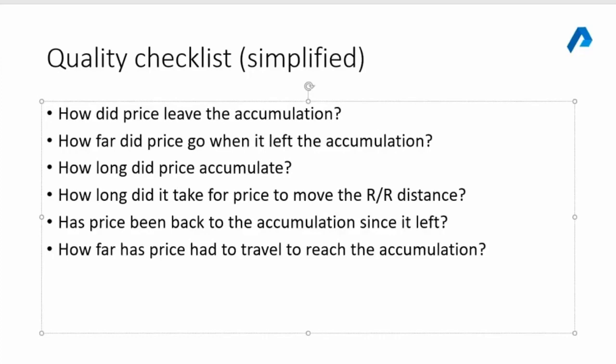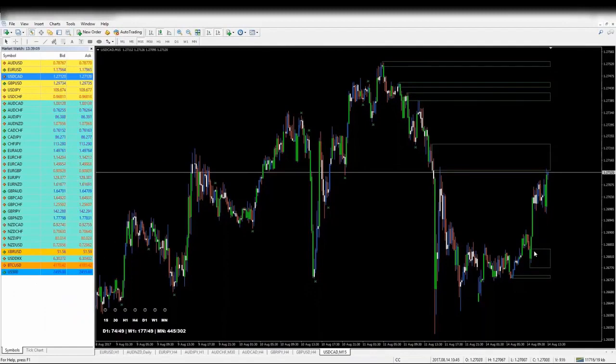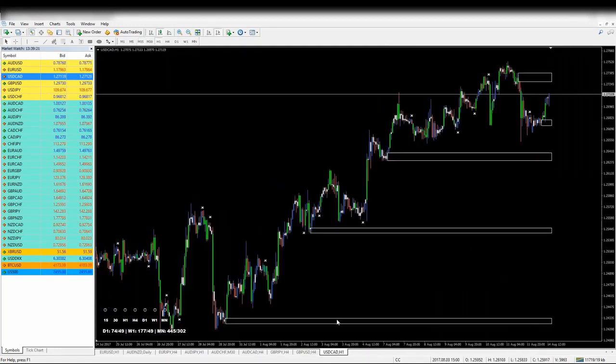Then we have here, how long did price accumulate? Well, you can see here that price accumulated for 1 candle, 1 period, 1 period, 2 periods here. We had 2 periods, 1 period, 1 period. So we have really good areas here. What you don't want to see is extended periods of accumulation like this. I mean, this is nothing. This is terrible. Because let me draw here.